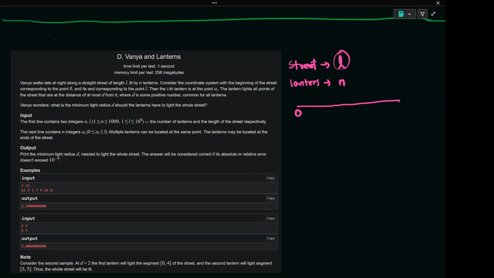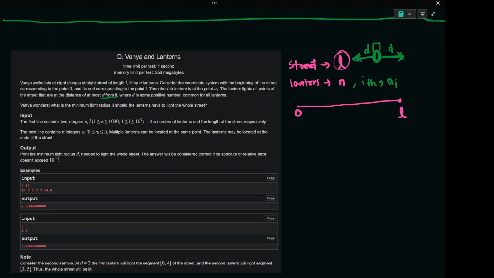So we have L, right? That is the end point of the street. Then we have the ith lantern at the point a_i. So some ith lantern is at a_i. Okay, let's figure out what that is. The lantern lights all points of the street that are at a distance of at most d from it. Okay, so there is a lantern. Let's say this is the lantern. I don't know how to draw it. Okay, this is a lantern. So it can send light, or it can light up to distance d. Correct? It can light till the distance d.